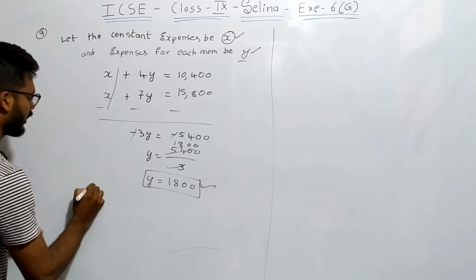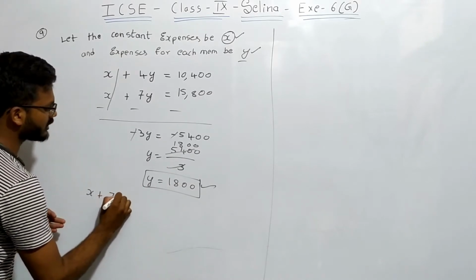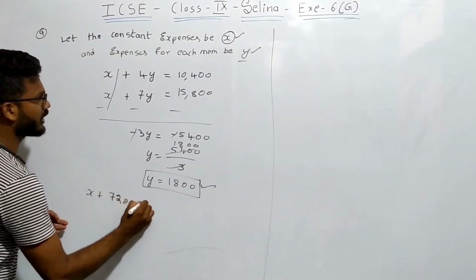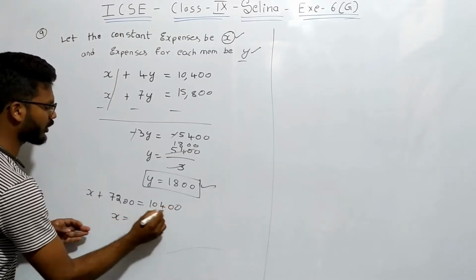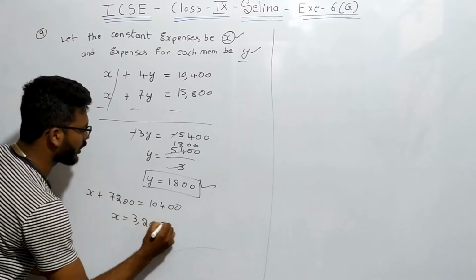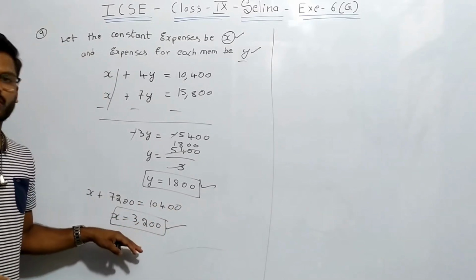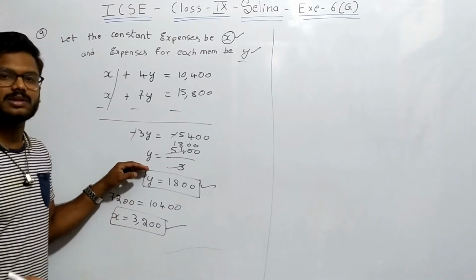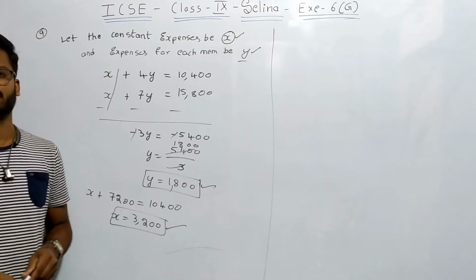Substituting here, x plus 1,800 into 4, that is 7,200, is equal to 10,400. So x is equal to 10,400 minus 7,200, it is 3,200. Therefore, the constant expenses are 3,200 and the monthly expense of each person is 1,800 rupees.